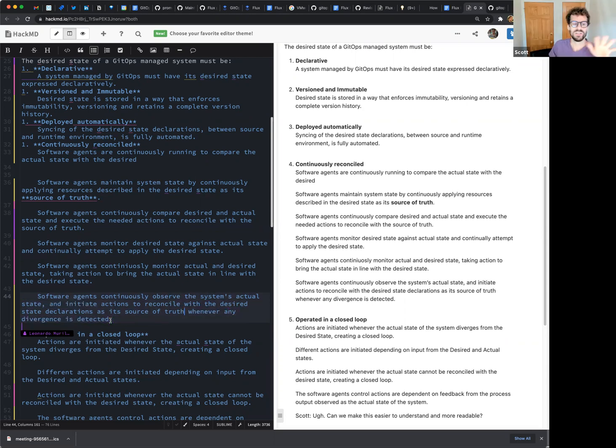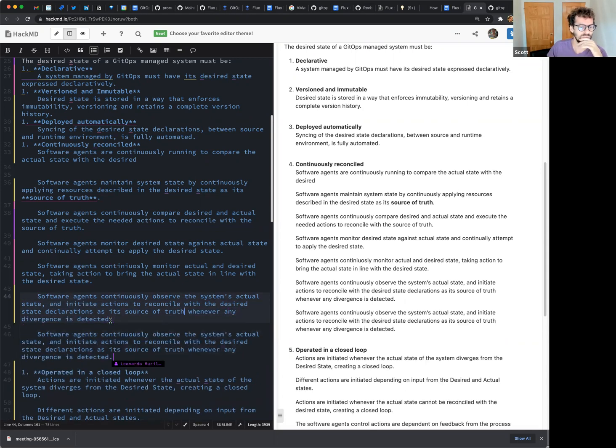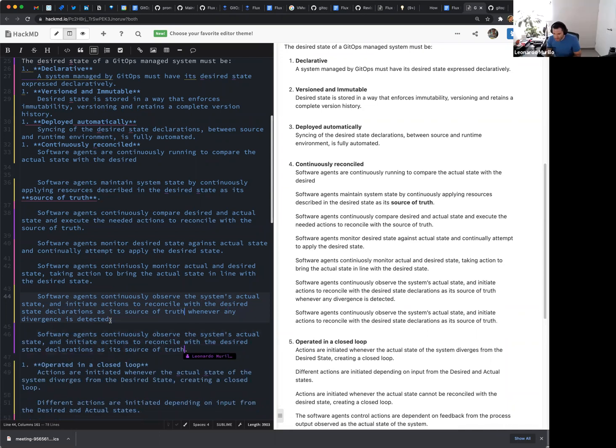Yeah, so maybe you're right. No, it's okay. You can just change it. We want to keep source of truth. Okay. Software agents continue to and initiate action to reconcile the desired state, period, as its source of truth. Oh, I think it should be desired state declarations because in the last principle we're making sure that those declarations are in the runtime environment or accessible to the running agents already.